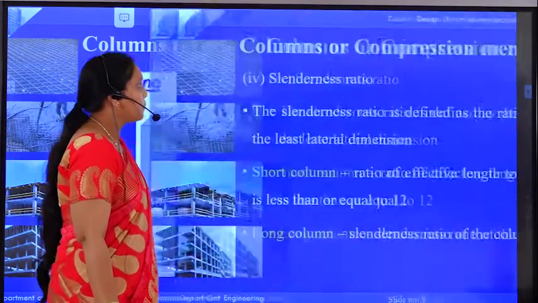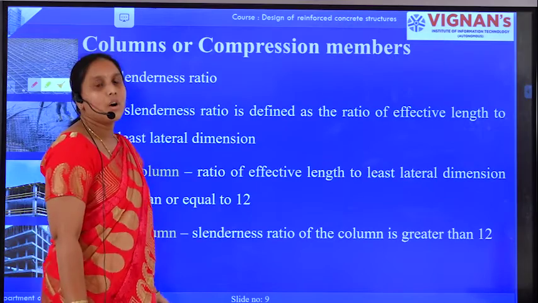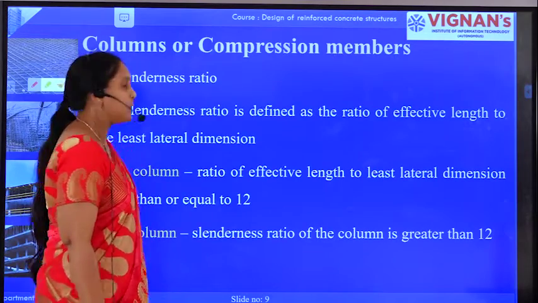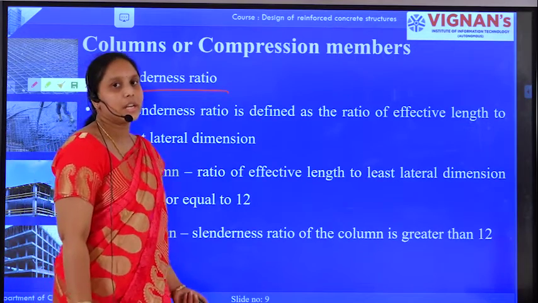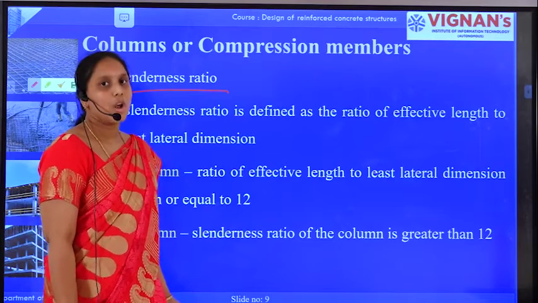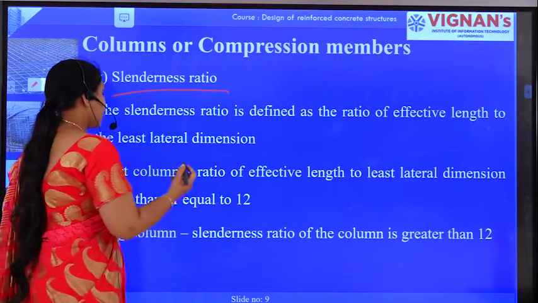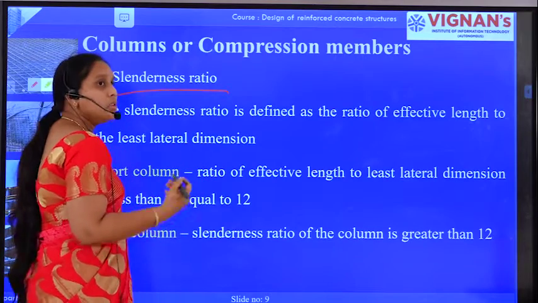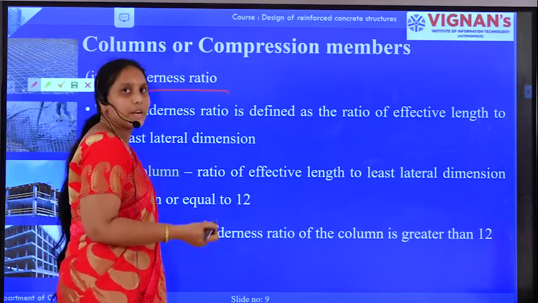So now let us see the classification of columns based on the slenderness ratio. Based on the slenderness ratio, the columns are classified as either short columns or long columns. First, let us see what is a short column. But before that, let us see what is meant by the slenderness ratio.